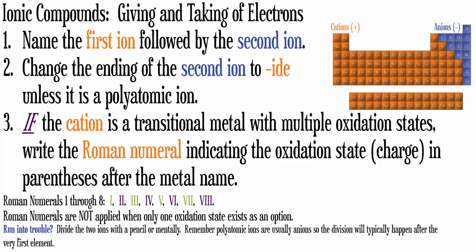It's unnecessary. If you run into trouble, remember, divide the two ions with a pencil or mentally. Remember, polyatomic ions are usually anions, so the division will typically happen after the very first element, which is going to be a metal. Check to see if it is a transition metal, and check to see if it has multiple oxidation states. If it does, then you'll be using a Roman numeral. If not, it should be in one of the groups that allows you to know the charge immediately.